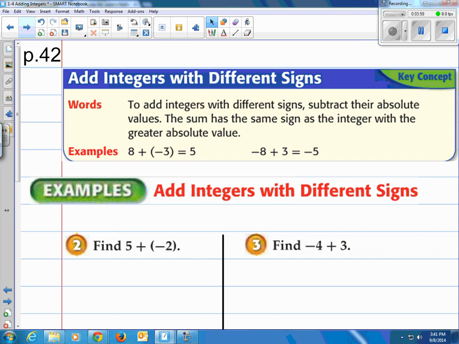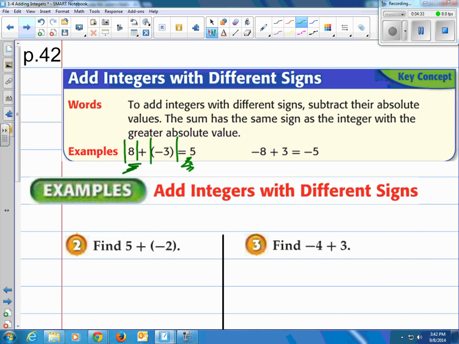How about adding integers with different signs? It says to add integers with different signs, subtract their absolute values. The sum has the same sign as the integer with the greater absolute value. So if you look at 8 plus -3, they're saying take a look at the absolute value of 8 and -3. Well, 8 will have a larger absolute value. Therefore, the end result will be the same sign. 8 is positive over here. Therefore, the answer will be positive over here on the right.